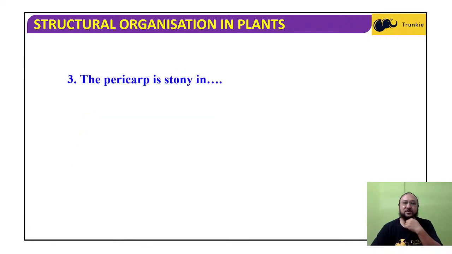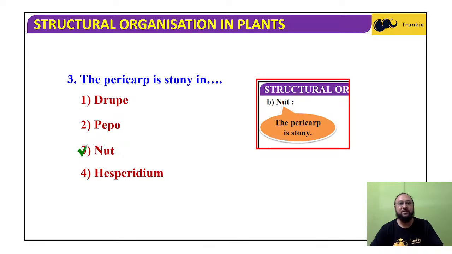The pericarp is stony in, very interesting, drupe, or pepo, or nut, or asparagus. Very easy. It is the nut. Okay, the pericarp is changed into stony, hard, okay, in case of the nut.